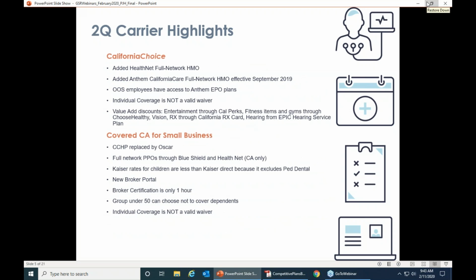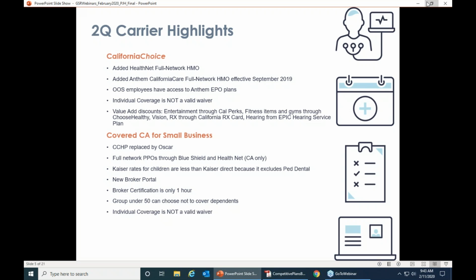California Choice, we had a big year with them as well. As you can see, some of the changes are listed there. The one thing we wanted to point out is that the individual coverage is not a valid waiver with Cal Choice like it is with other carriers. So please be careful of that when you're trying to meet participation, the individual coverage is not a valid waiver. We just had a group that blew up, unfortunately, because of that. So we want to make sure that does not happen to any of you.